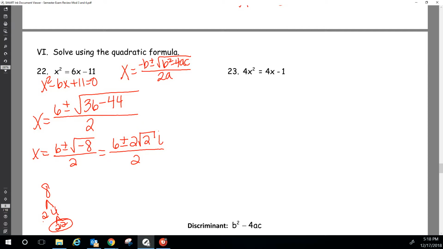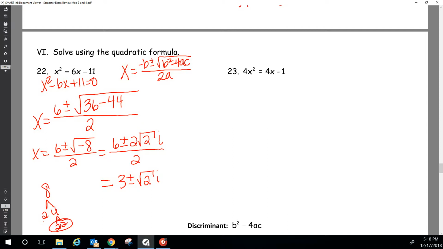And now because 2 can go into both 6 and 2, I can reduce that down. 6 divided by 2 is 3. 2 divided by 2 is 1. So I just have the square root of 2i. If you can't do it to both of them, you can't do it at all. But if you can divide both of them by the same number, then you can reduce it down.